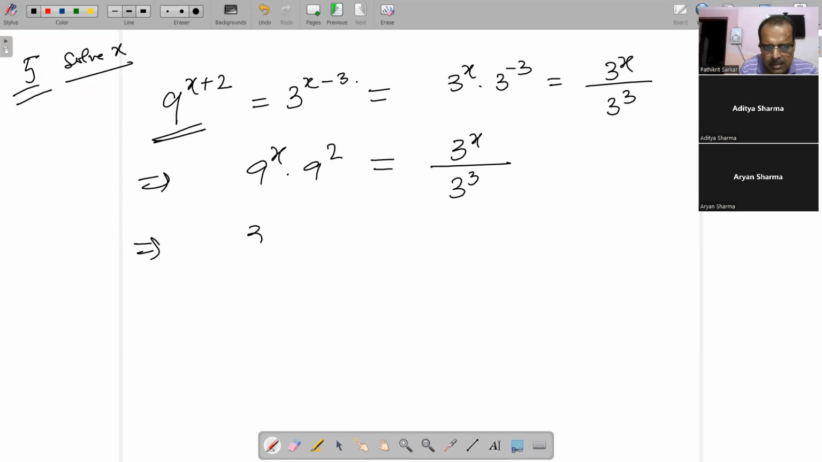सर यहाँ पर जो 9 दिया है इसको हम ऐसे लिखते हैं 3 square माने 3 to the power 2x, क्योंकि ये 9 to the power x जो है सर, इसको अगर ऐसे लिखेंगे 3 square whole to the power x, so that we can write down in the form of 3 to the power 2x. This is the way we can break it.